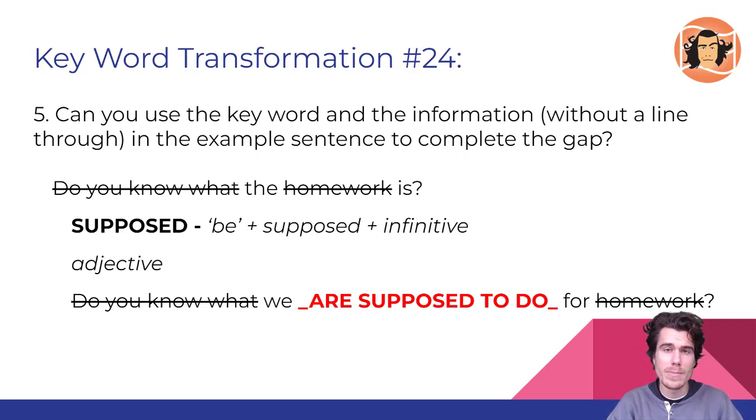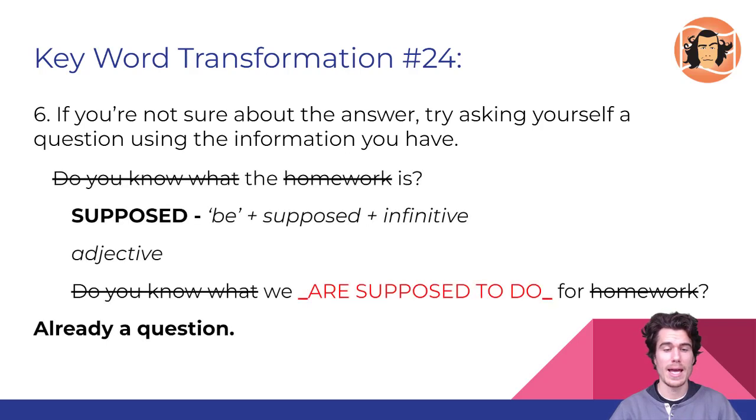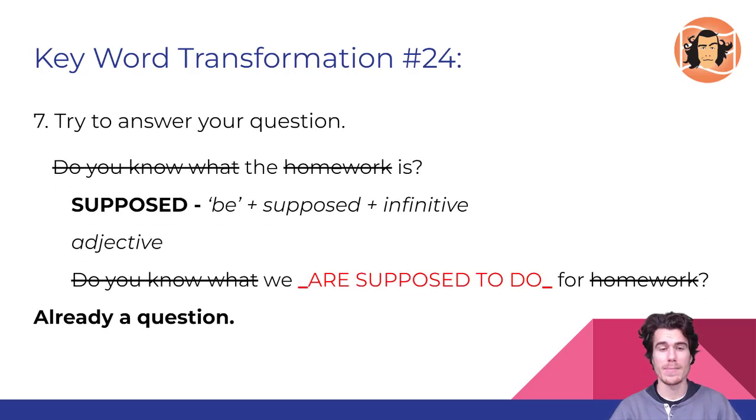It doesn't matter if you've written down different words, yours may also be correct. And you can continue using my steps in this technique with your words, but I'm going to continue now using the steps in my technique with the words I've written here. So step number 6 is, if you're not sure about the answer, try asking yourself a question using the information you have. But this is a different type of keyword transformation actually to most, because this is already a question. So we can actually skip this step. And that also means that we can skip step number 7, because writing an answer is not going to help us really in this question.